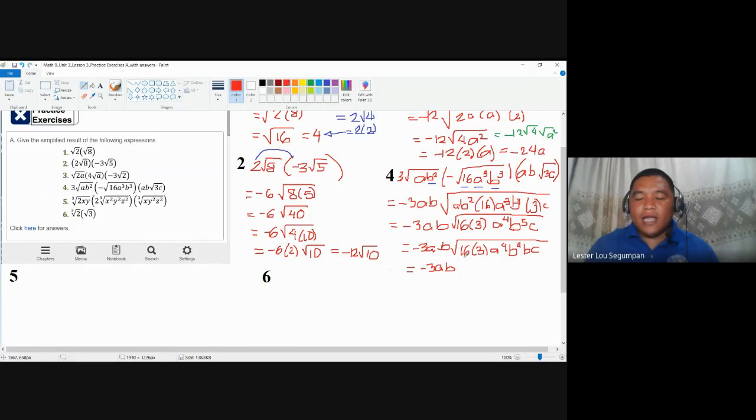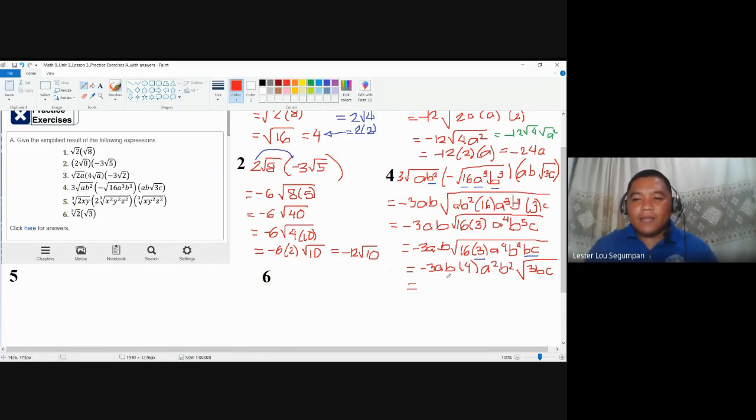You can now take the square root of 16 as 4, the square root of a to the power of 4 as a squared, and the square root of b to the power of 4 as b squared. The remaining items are 3, because it's not a perfect square, and b and c. So you have here 3bc. Now combine the items outside the radical expression.